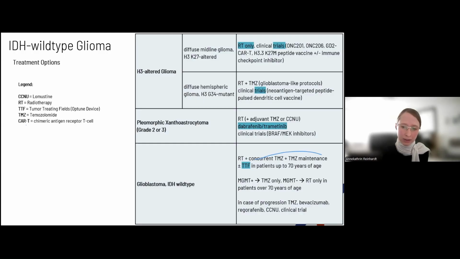And in patients over 70 years of age, or in patients who are in compromised clinical conditions, who would probably not be eligible for a combination therapy, MGMT promoter methylation testing may be insightful. In these patients, you could, in case of MGMT promoter methylation, give TMZ only, or in case of MGMT negative status, radiotherapy only. And there are also a lot of therapeutic options in case of progression, like, for instance, bevacizumab, regorafenib, CCNU, or also inclusion in clinical trials.